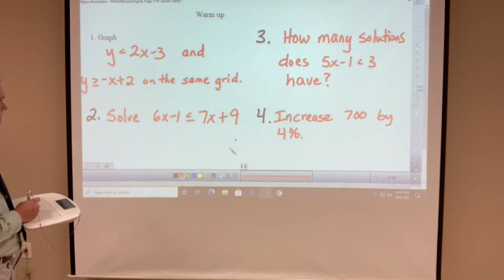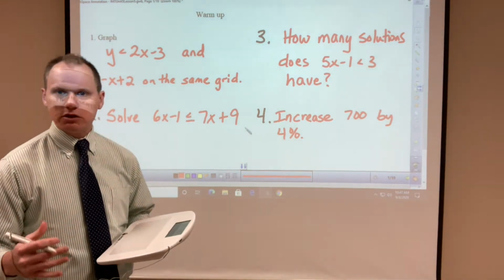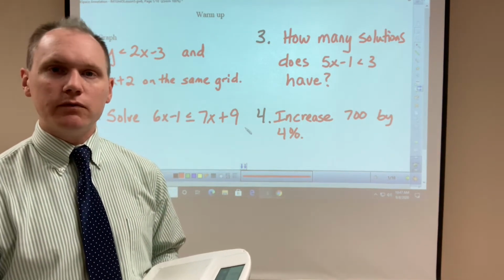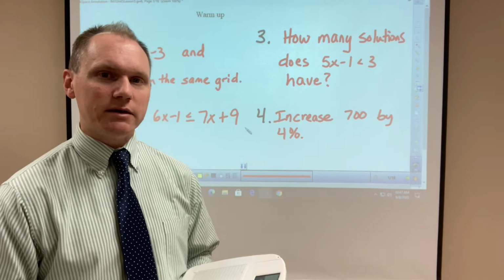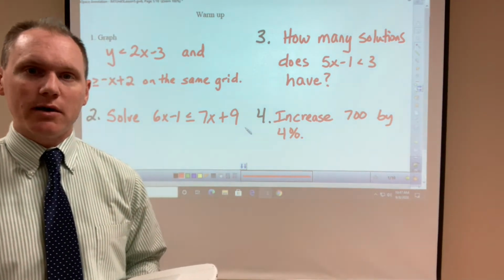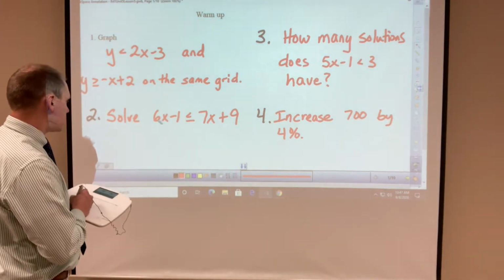So in this one, we've got 6x minus 1 is less than or equal to 7x plus 9. Really, you're going to solve this just like any other linear equation, only if you divide or multiply by a negative number, you're going to have to switch the sign. And we talked about why that was a few videos ago. So in this case, let's go ahead and solve for x here.